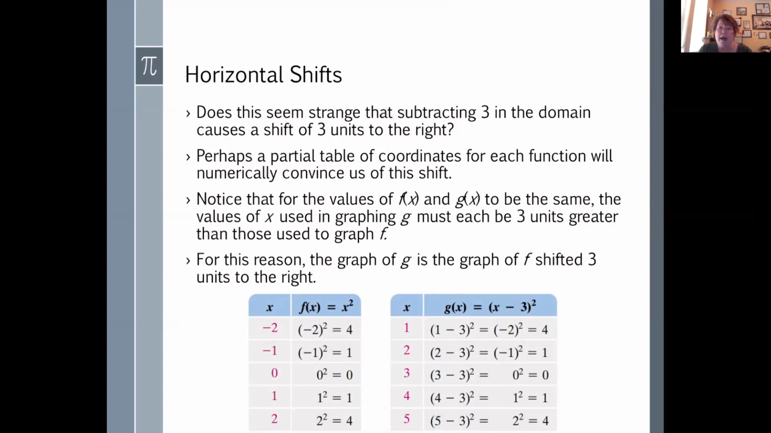So the original standard quadratic function, if we input -2, we output 4. To get the same output in g of x, we have to shift the input 3 units to the right. So the input now is not -2. We're going to shift -2 3 units to the right. So it's going to be 1. So to get the same output, the input of g of x must be 1. So when we subtract a constant from the input of a function, that is a shift to the right.